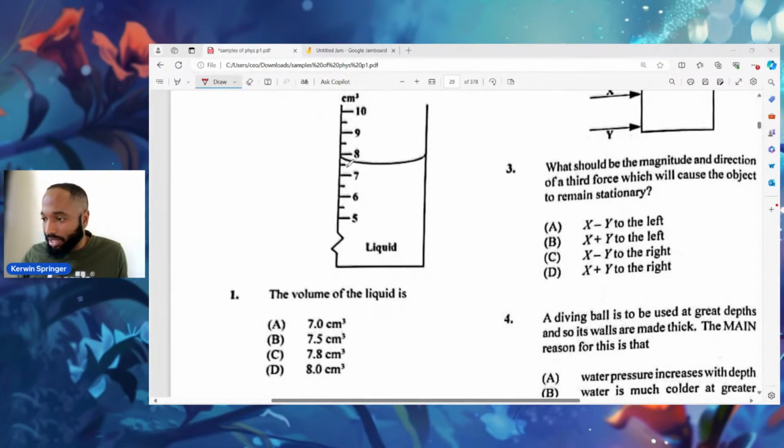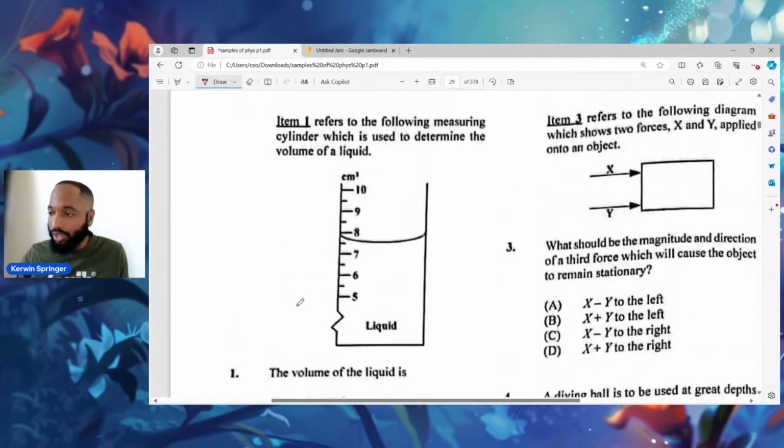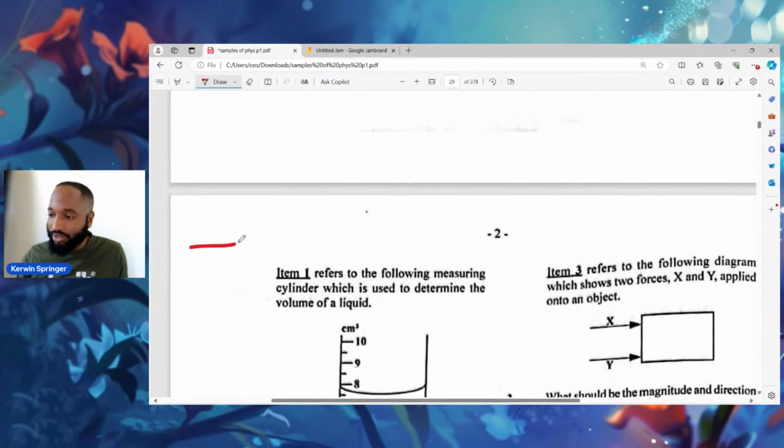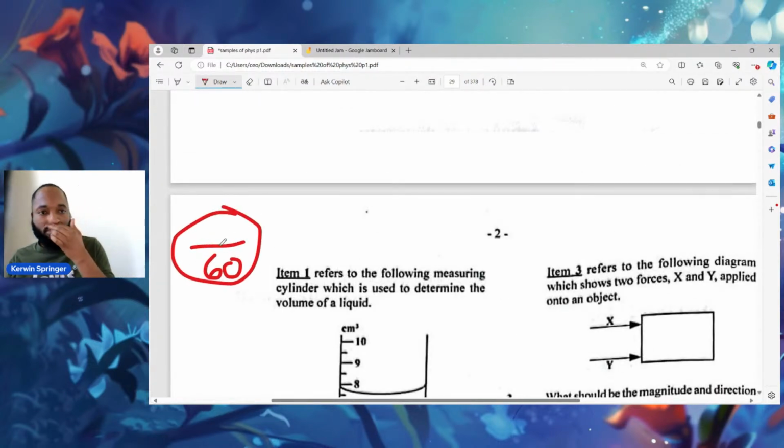So let me mash it up. We're watching the bottom of the meniscus, looking like 7.5. Wait. I forgot to take the ratings out of the last paper. Last paper, I got better. We saw a lot of repeated ideas. Out of 60, how many of those questions do you understand?